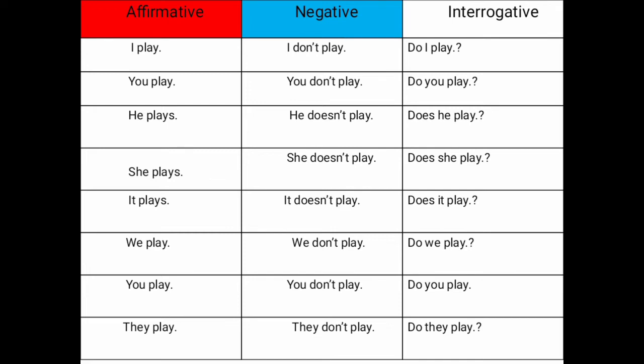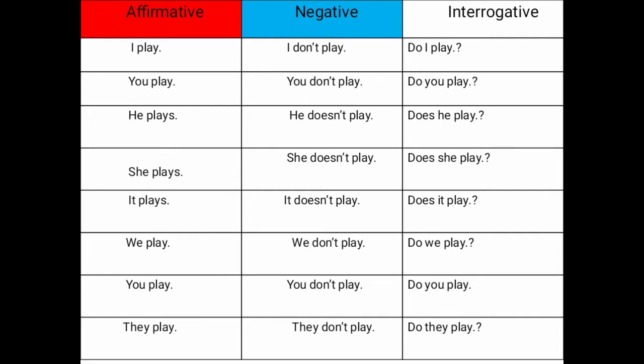Here is the table of affirmative, negative, and interrogative sentences of present tense. Let's talk about affirmative sentences. I play, you play, he plays, she plays, it plays, we play, you play, and they play.